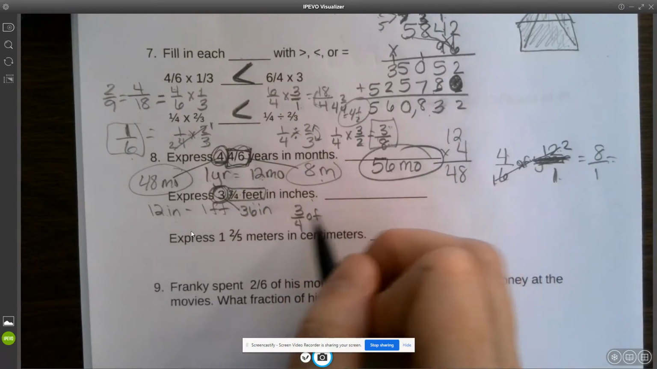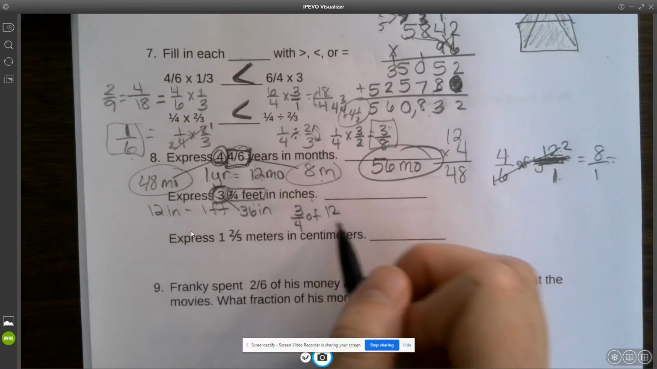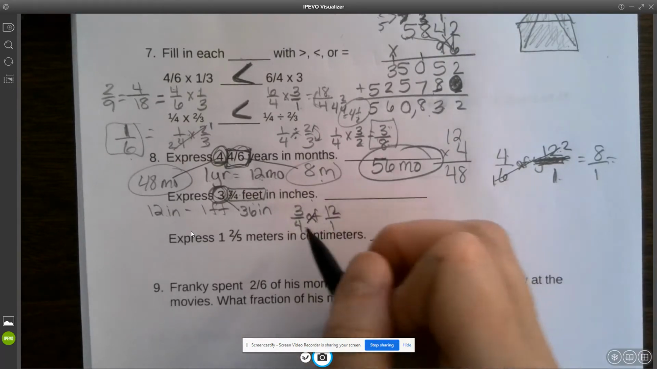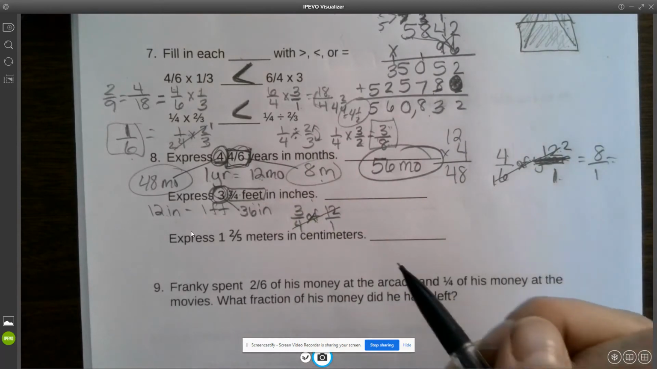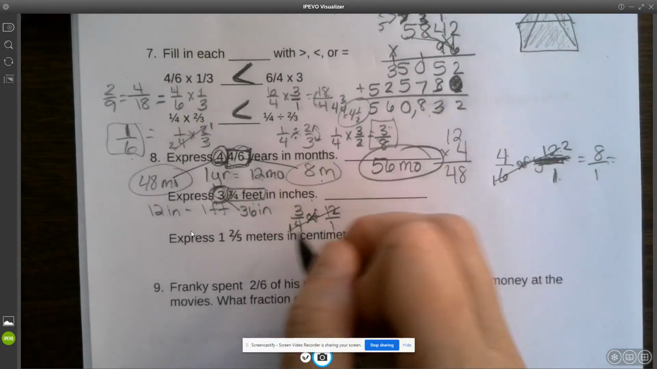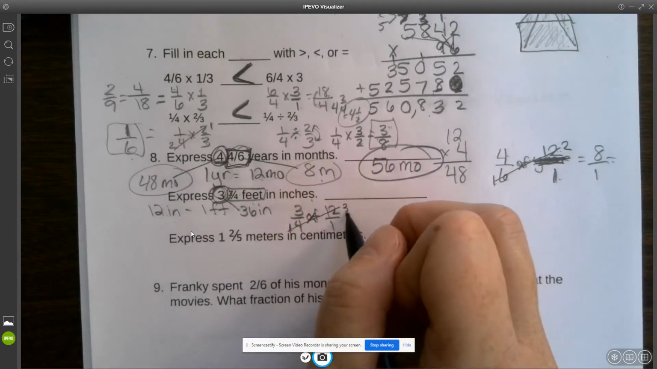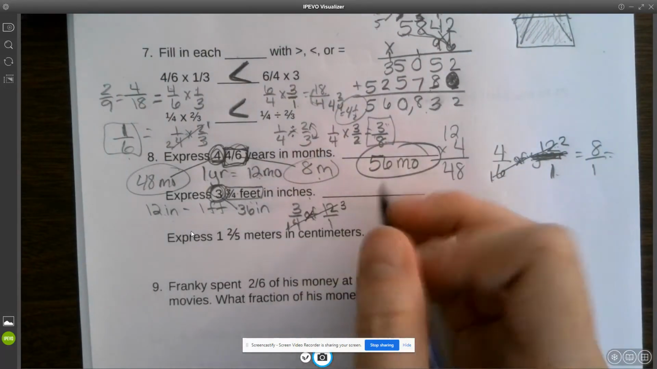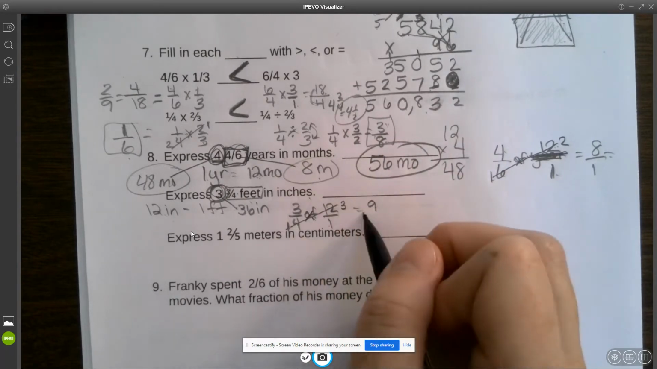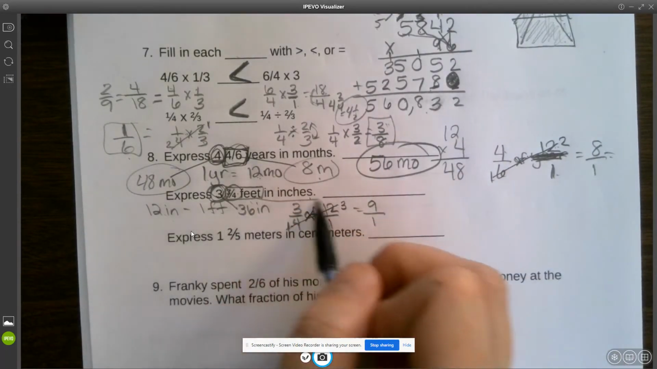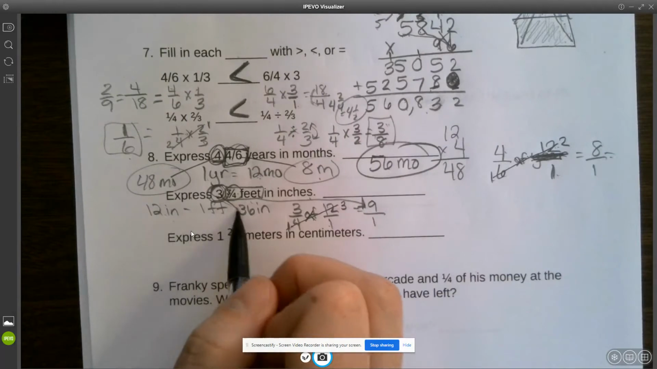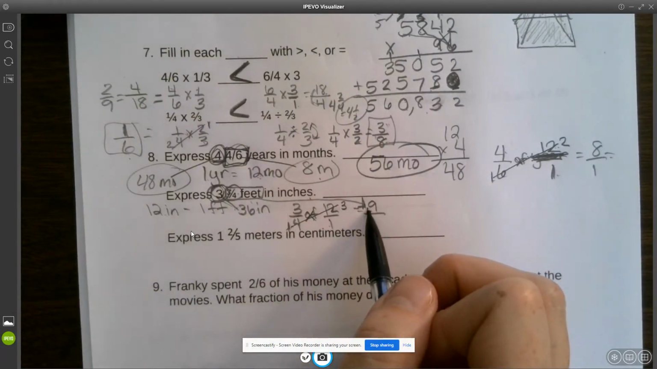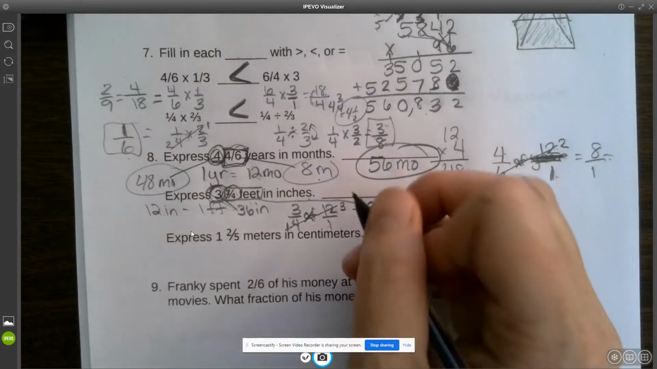What is 3/4 of a foot? Well, how many inches are in a foot? 12. 3/4 of a foot. I see there of means times. I can cross reduce here. They both divide by 4. 4 divided by 4 is 1. 12 divided by 4 is 3. Now I can multiply across. 3 times 3 is 9. 1 times 1 is 1. So this 3/4 equals 9 inches. And the 3 equals 36. Add those two together. So 36 plus 9, and we would get 45 inches.